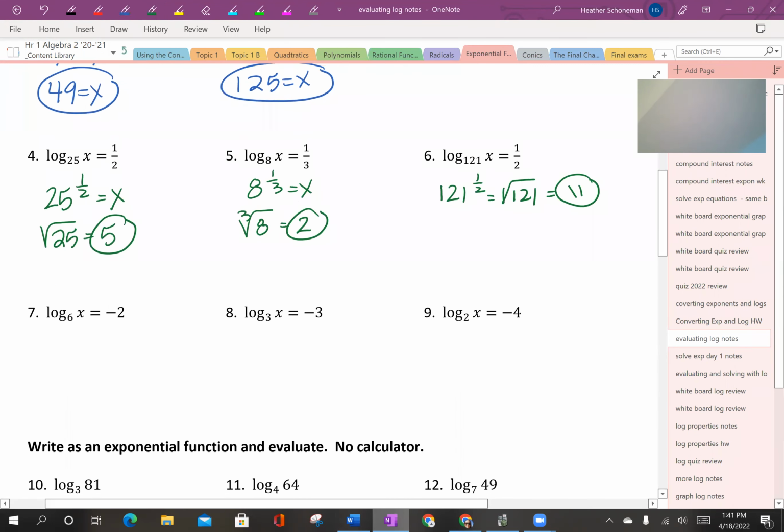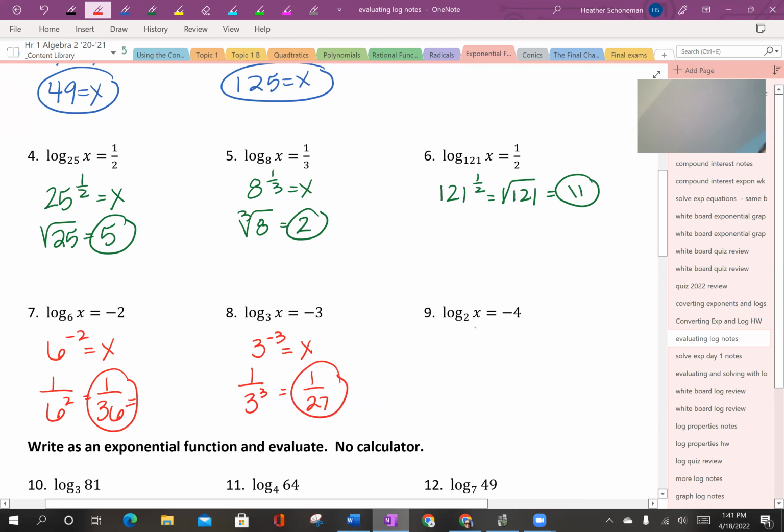We're looking for 11. Okay, number 7, same idea. This would be 6 to the -2 equals x. Well, anything to the negative power, to make it positive, we write 1 over. And so that's going to give us 1 over 36 as our final answer. Over here, we'd have 3 to the -3 equals x. So to make it positive, it'd be 1 over 3 to the 3rd. So we just get 1 over 27. On the last one, this would be 2 to the -4 equals x. That's 1 over 2 to the 4th. So we get 1 over 16.